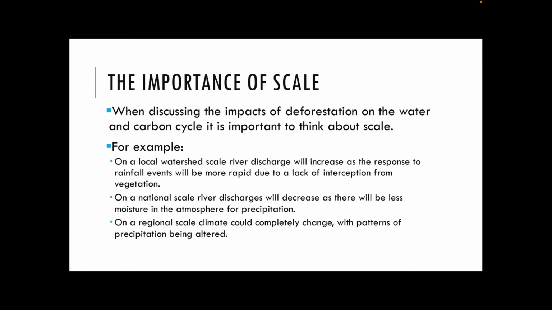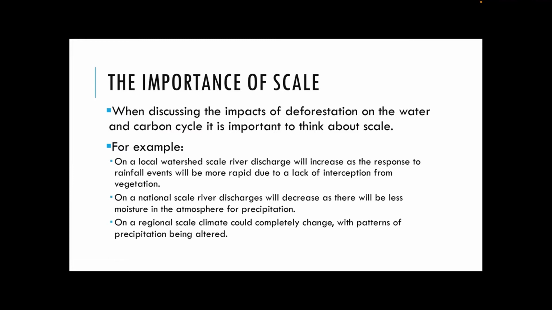And on a regional scale, again, climate could completely change with patterns of precipitation being altered completely because you don't have the moisture being put into the atmosphere by the rainforest environment. So actually, when we're talking about water and carbon, it's very useful to look at a variety of scales when we're talking about the impacts of deforestation in the tropical rainforest. And those are all water examples.